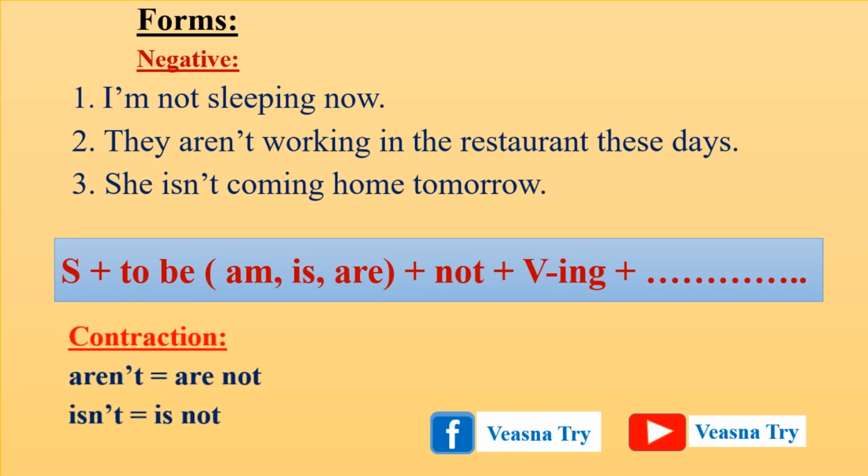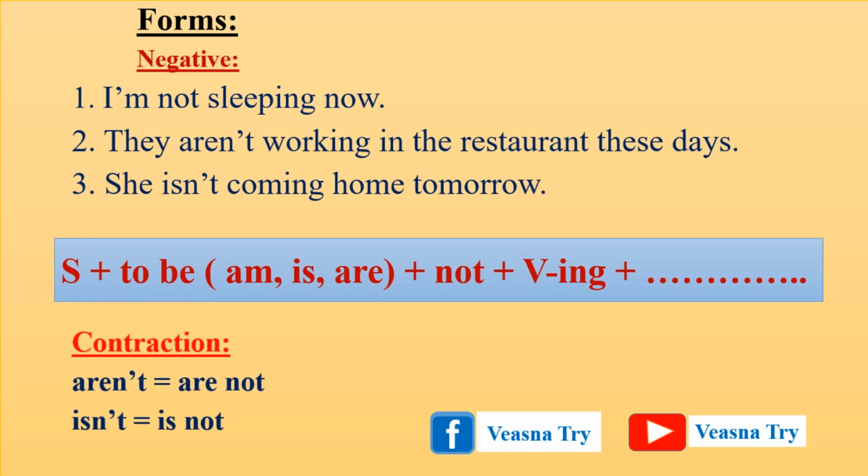So look at contraction. Aren't is from are not. Isn't is from is not, right? So I'm not sleeping now. So we got I am. So I is the subject and am is verb be, not, okay, and then sleeping is verb ing.